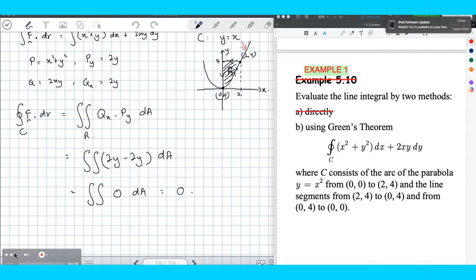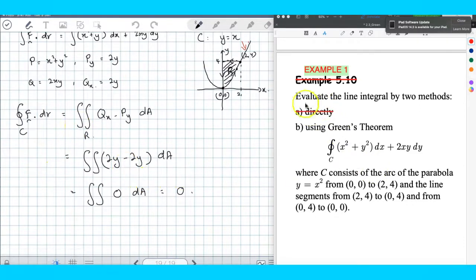Actually, if you test for the conservative vector field, I'm sure that you will get the curl of f is 0, and based on the closed curve property of the conservative vector field, you will get your line integral is 0. Okay, and this is using Green's theorem. We can easily obtain the result.